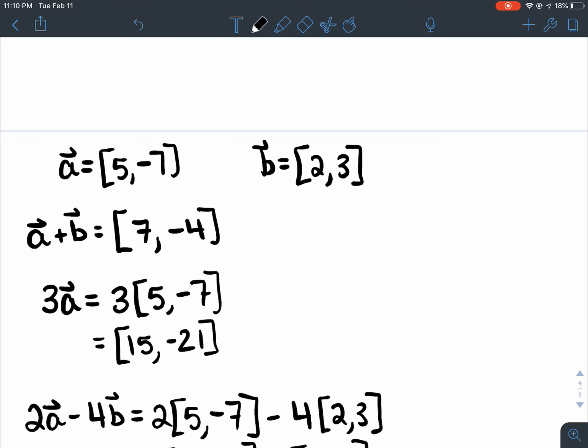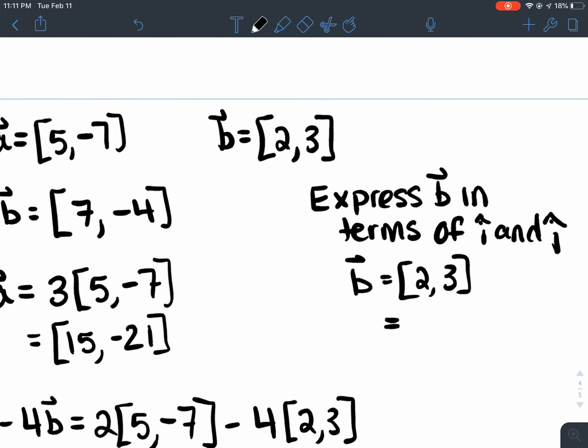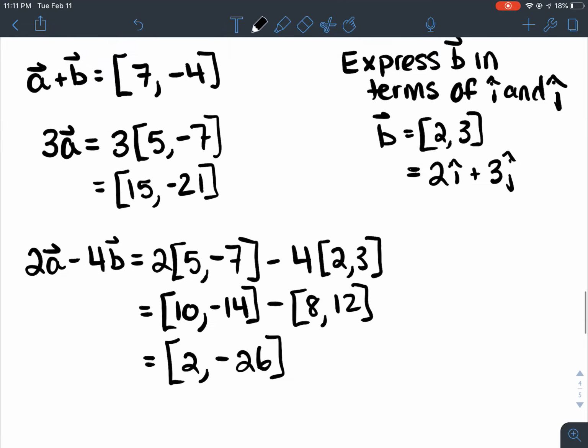You could also express vectors in terms of unit vectors. So let's say we wanted to express vector b in terms of i hat and j hat. So say we wanted to do that. So vector b is 2, 3. So we can just express that as 2 i hat plus 3 j hat.